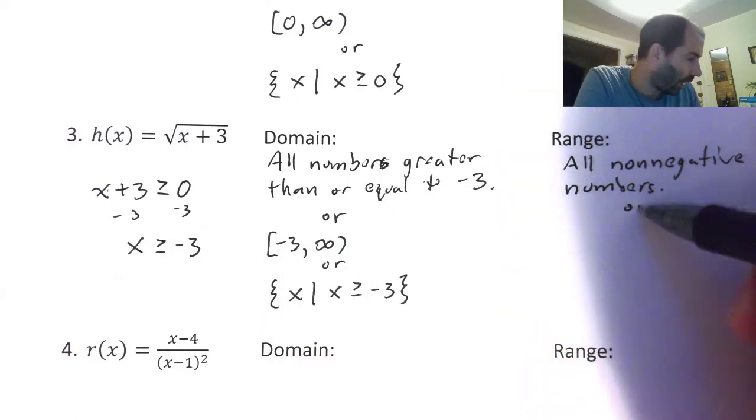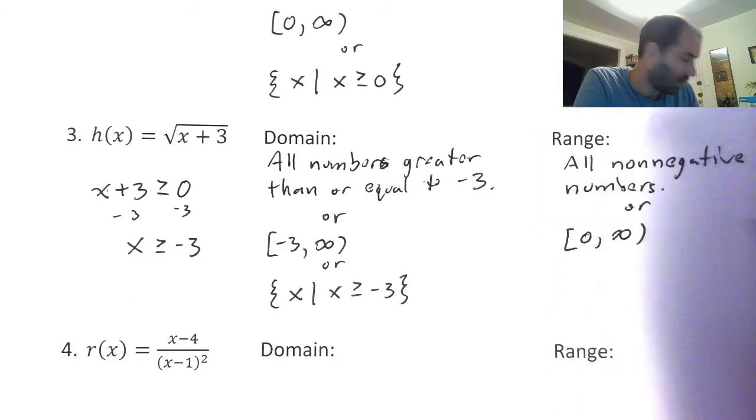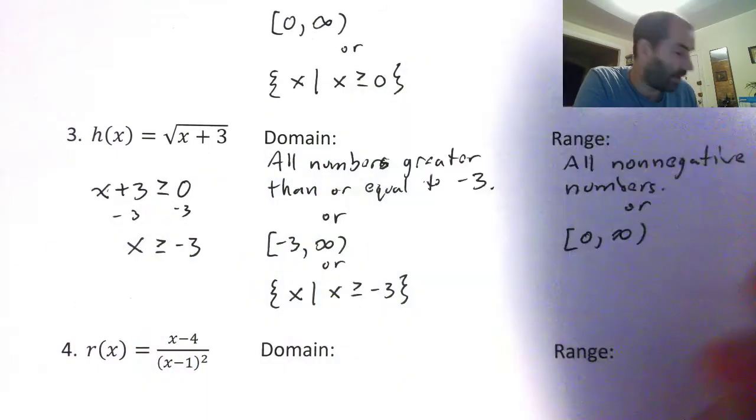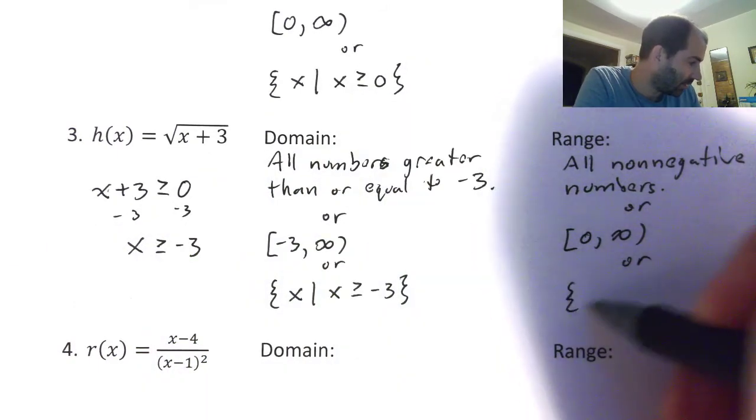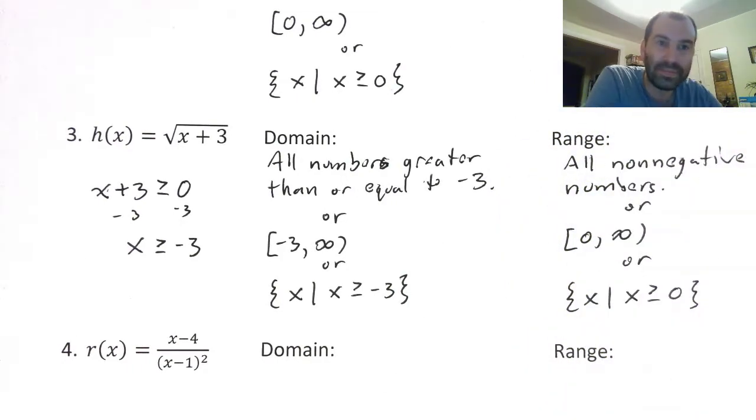Now, how would I write that as an interval? It would look like this. How would I write that in set builder notation? The set of all x such that x is greater than or equal to 0.